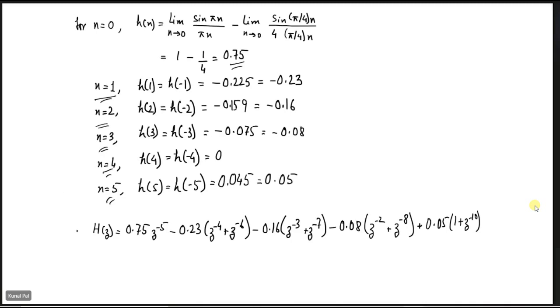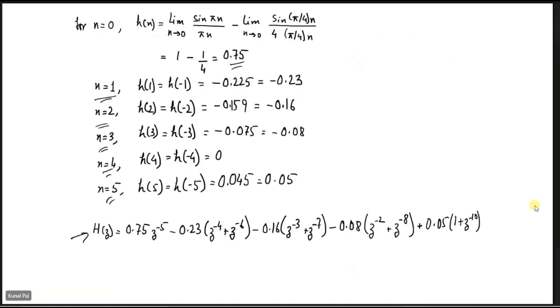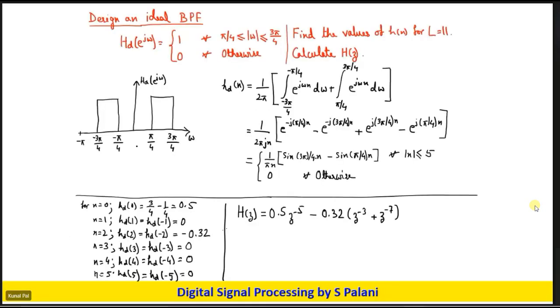After getting these values, again, just like the previous case, you find out the Z transform. So this is how you can design the high pass filter. In the band pass filter, it is a similar thing. Some region will be given. Within that region, you make your integration, then solve it, and after solving it, you get something like this.